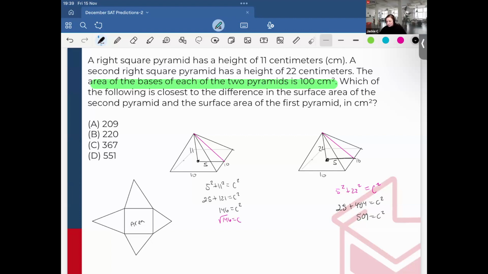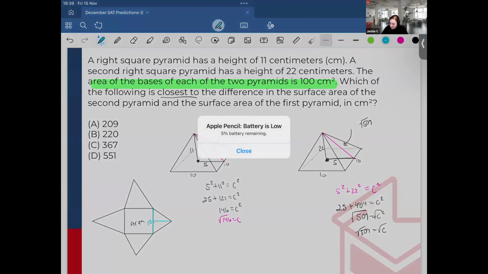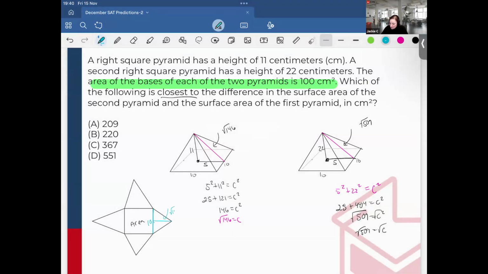And then I would take the square root, but this is also not a perfect square, so I'm just going to keep that as is. Okay, so that's why probably it says closest to, it's approximation. So I know that the slant height here is square root 146, and the slant height here is square root 509. So if I wanted to calculate the area of the triangle, I have the base, that's 10, and slant height square root 146.